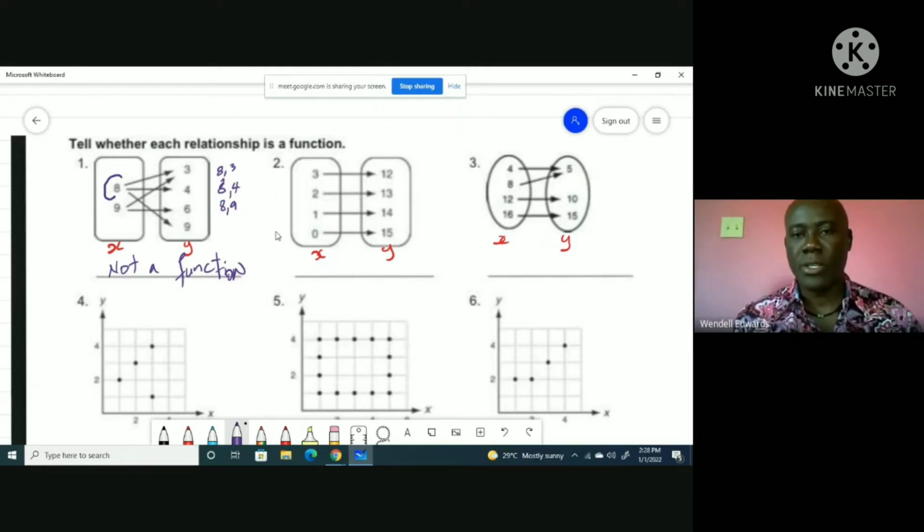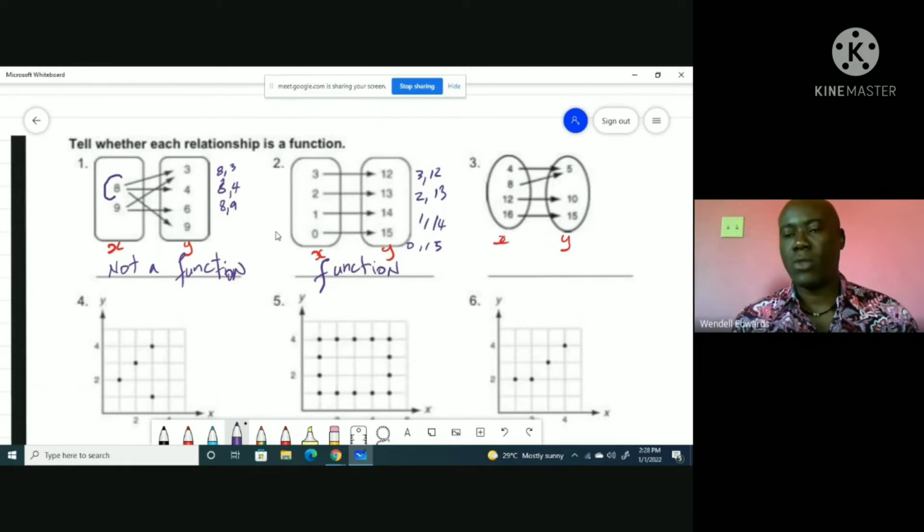Let's observe this. We're seeing where 3 would be linked to 12, 2 is linking to 13, 1 is linking to 14, 1 is linking to 14, and 0 is linking to 15. Definitely, this is a one-to-one. So yes, this is a function.